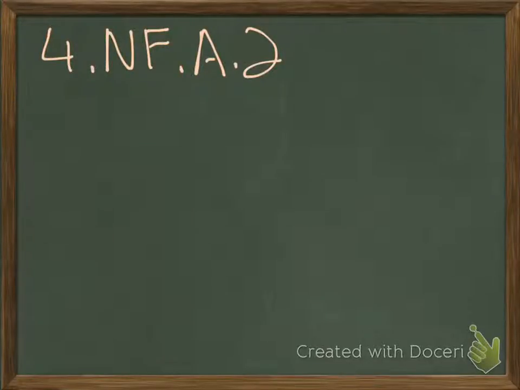To the second standard, we are to compare two fractions with different numerators and different denominators, for example, by creating common denominators or numerators, or by comparing to a benchmark fraction such as 1/2. Recognize that comparisons are valid only when the two fractions refer to the same whole. Record the results of comparisons with symbols greater than, equal, or less than, and justify the conclusions, for example, by using a visual fraction model.